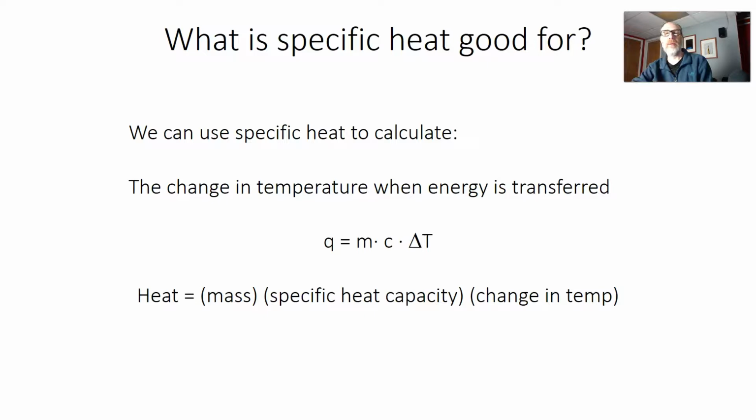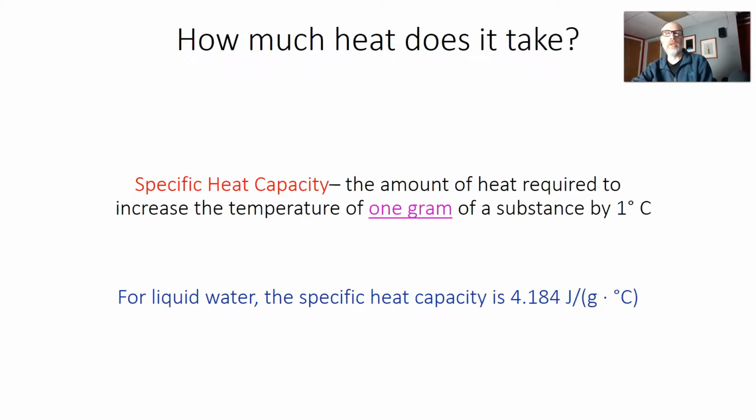Things with large heat capacities will take a lot of energy to increase their temperature. And we talked about water, and water having a specific heat capacity of 4.184 joules per gram degree Celsius. And that means it takes 4.184 joules of energy or heat to increase the temperature of 1 gram of water by 1 degree Celsius.